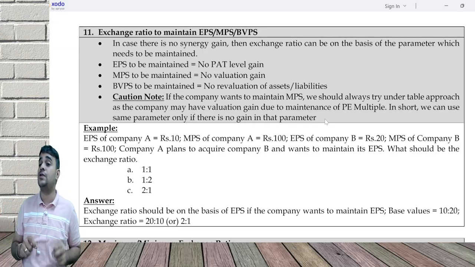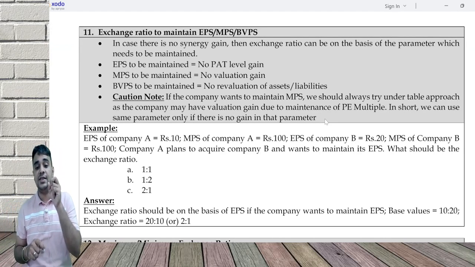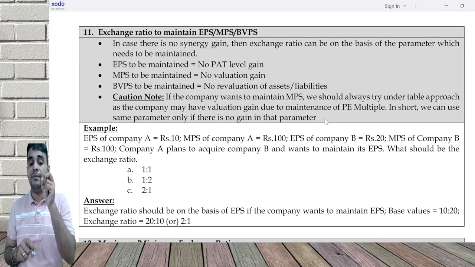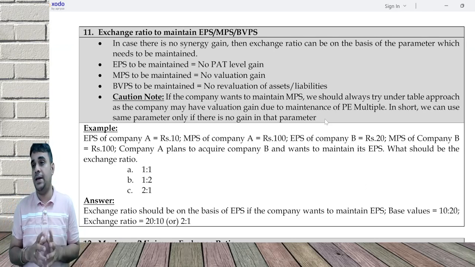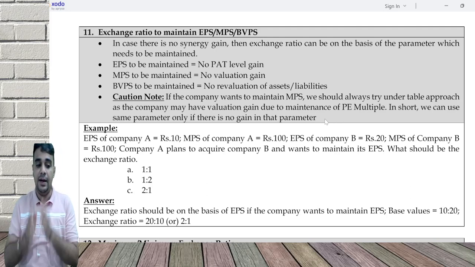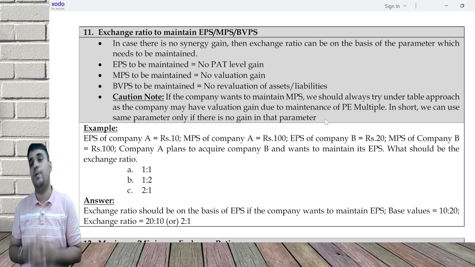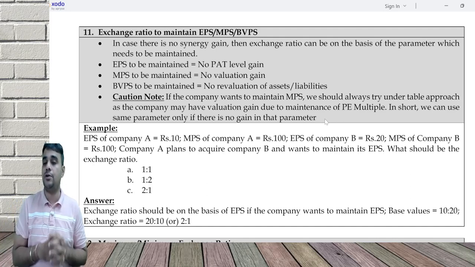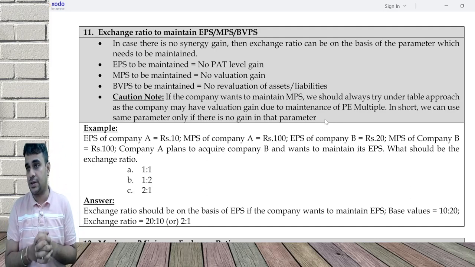In case there is no synergy gain, then exchange ratio on the basis of the parameter which needs to be maintained. EPS to be maintained, I don't want any PAT level gain. MPS to be maintained, I don't want any valuation level gain. Book value per share to be maintained, there should not be any revaluation of asset or liability.